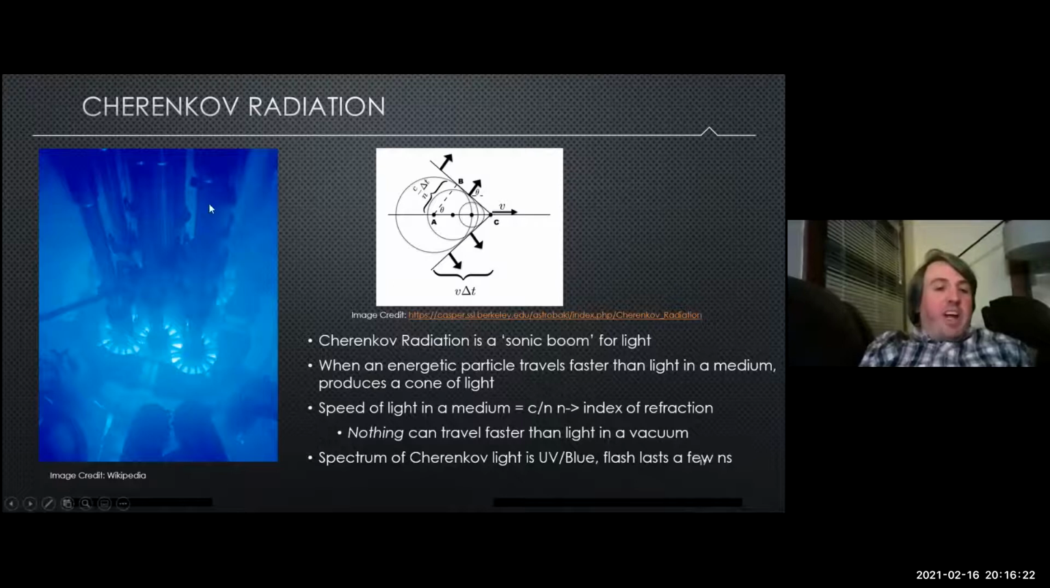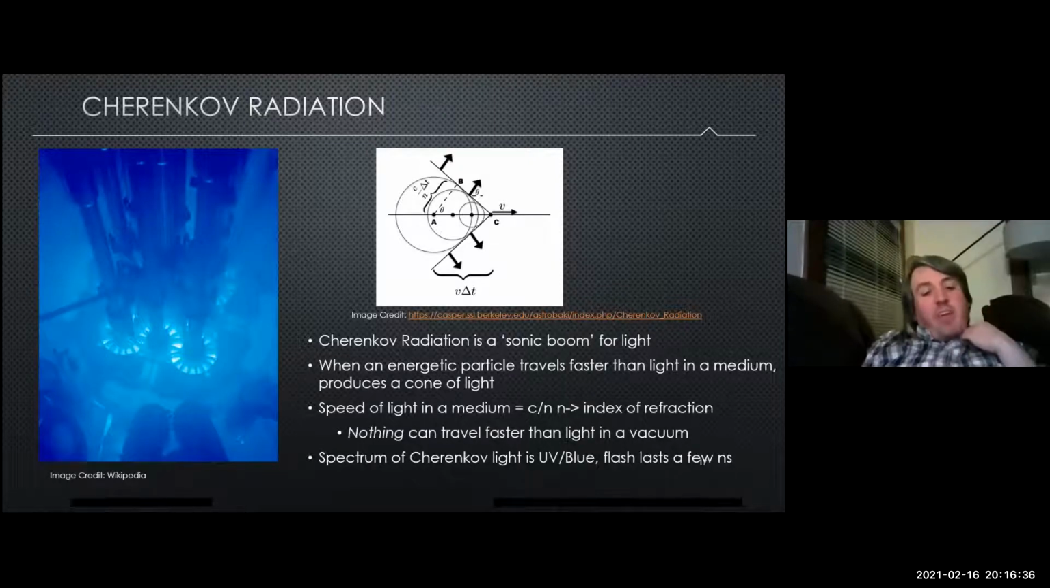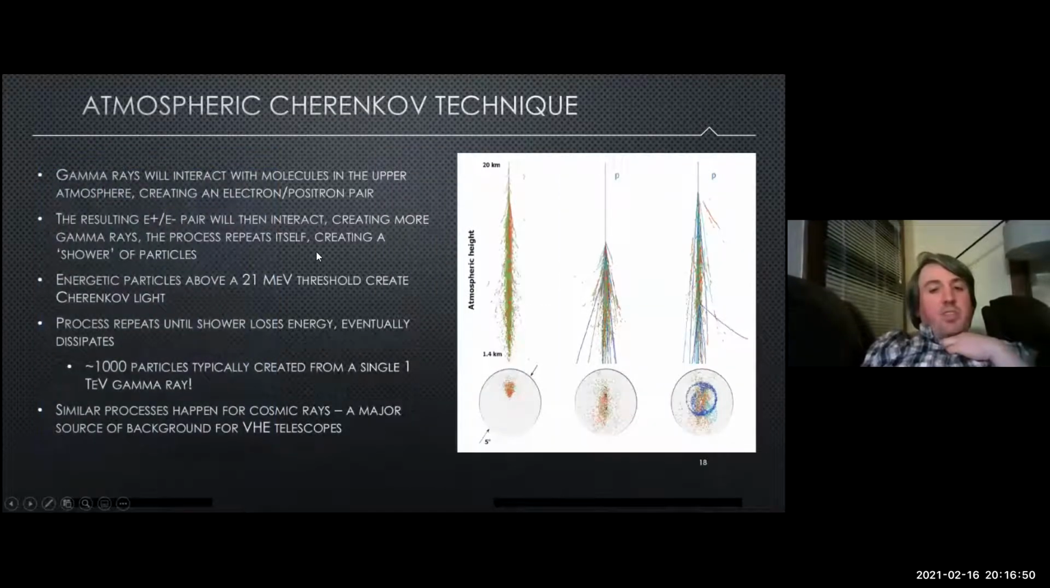So here's a picture of Cherenkov radiation, this bluish glow given off by a nuclear reactor. Cherenkov radiation is very much a thing that we see on Earth in nuclear reactors. And we also see it from these particles coming from outer space. And we can use that. Essentially, they give off these flashes of UV and blue light that only last a few nanoseconds. But we can use that to actually do astronomy with these little blue flashes.